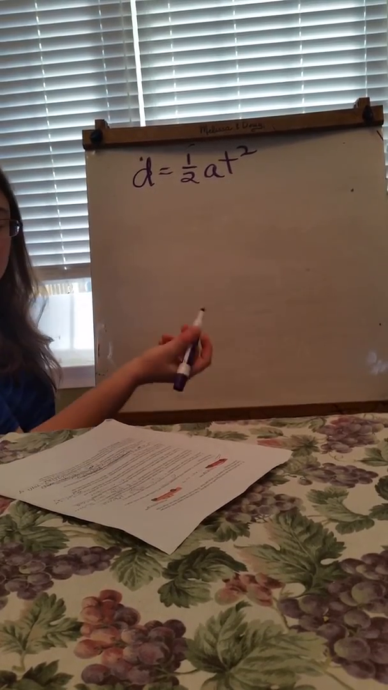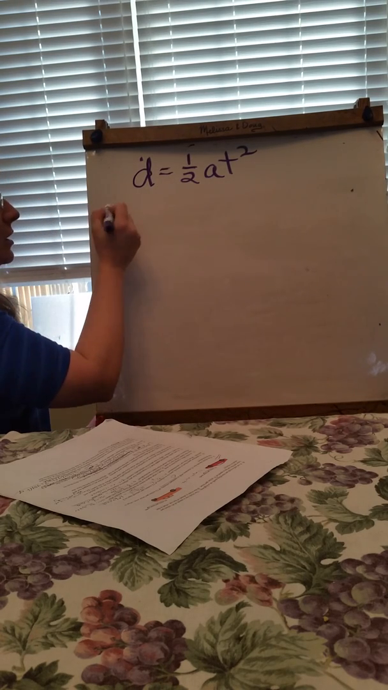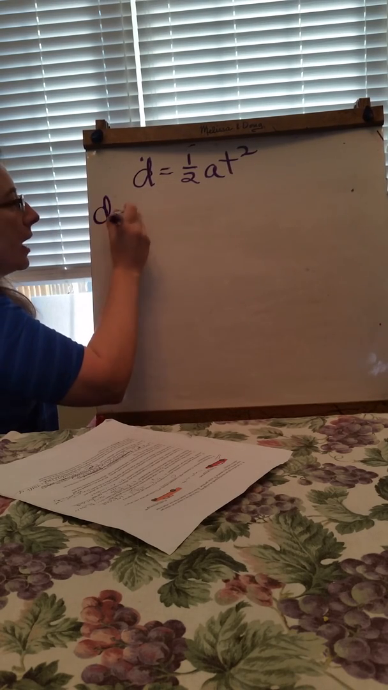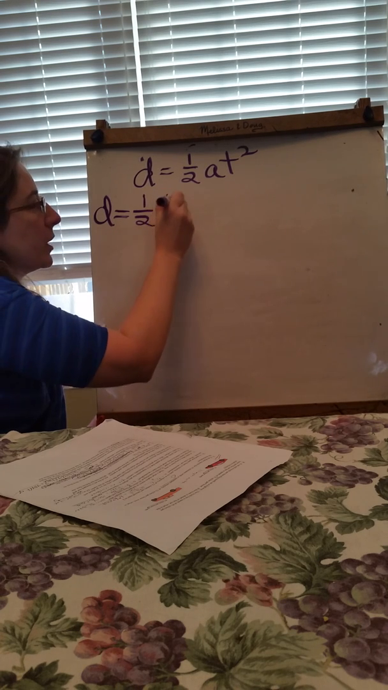So it says in feet, so we're going to use acceleration as 32 feet per second squared.